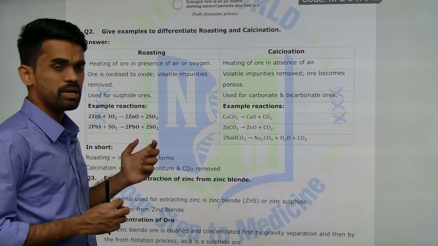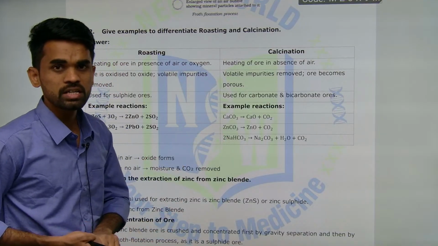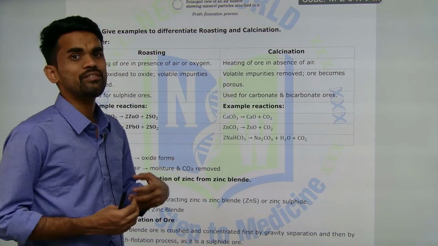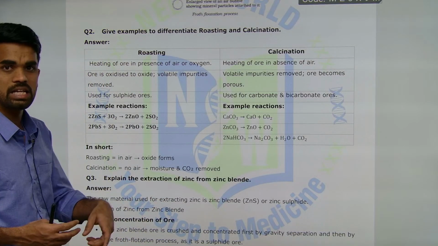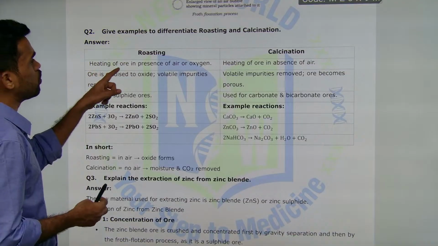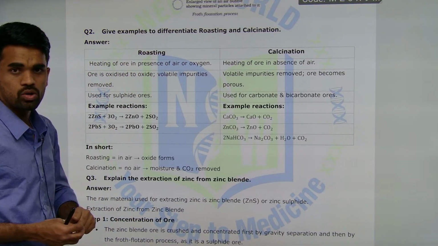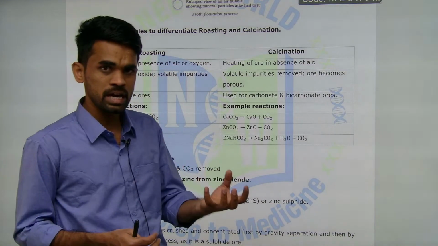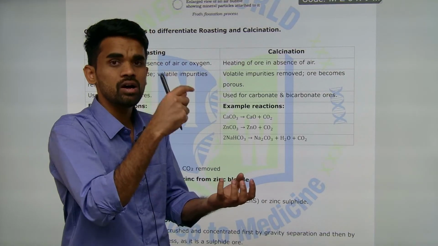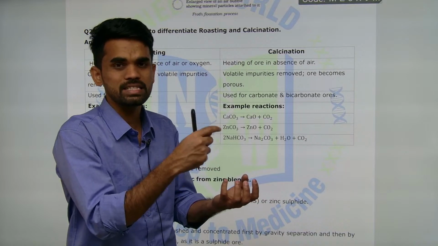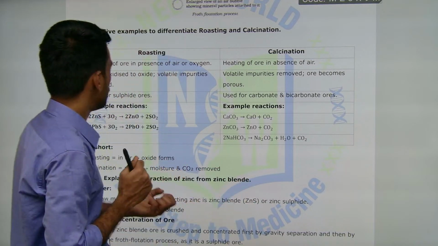Okay, the next important question here is, give examples to differentiate roasting and calcination. So what do we mean by roasting and calcination here? See, these are terms we use in our daily life also. For example, roasting, we use in our daily life while cooking also. See, heating of ore in presence of oxygen. So it means you are taking an ore and heating it in presence of excess of air, that is excess of oxygen, here you can say with the supply of oxygen.